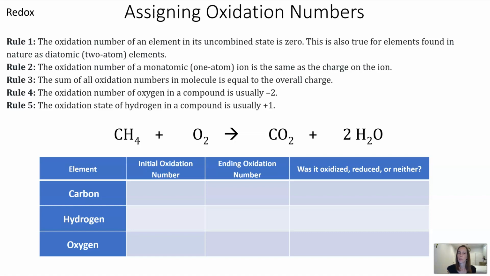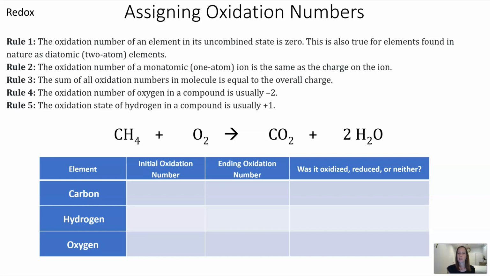So let's go through one molecule at a time and assign initial oxidation numbers. So now we're looking at the reactants. So we have methane and oxygen. That methane is made up of CH4. Remember that they have to add together to equal 0. And we know that the oxidation state of hydrogen in a compound is +1. So if we have 4 hydrogens, each with +1, that carbon needs to balance it out. So that carbon must be -4, and the hydrogen must be +1, based on rule number 5.